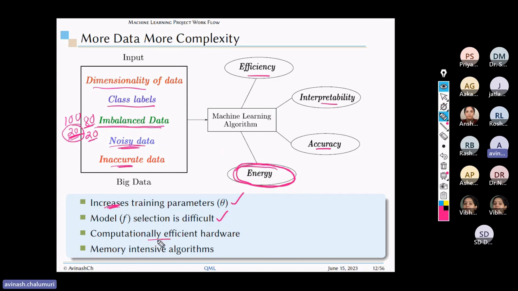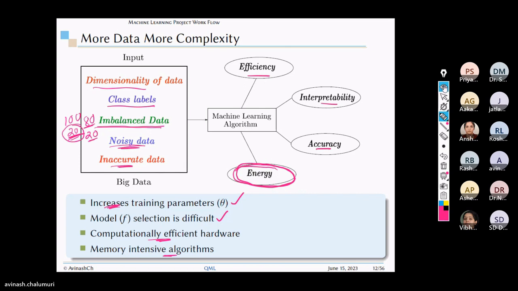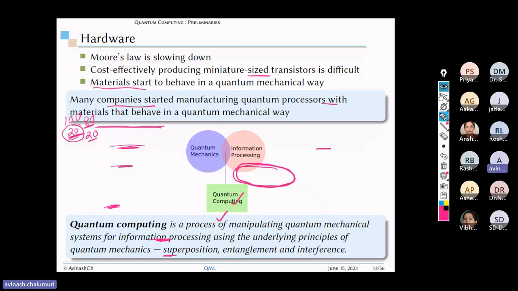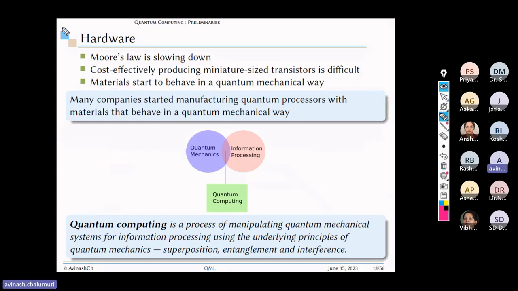And computationally efficient hardware is required, and we also require memory intensive algorithms, right? So now, coming to the challenges that these things are posing, we need to scale our hardware and effectively manage all of this. So now what we are trying to do is start building materials that behave in a quantum mechanical way. So this gives rise to the second quantum revolution, where quantum computing has become very prominent.